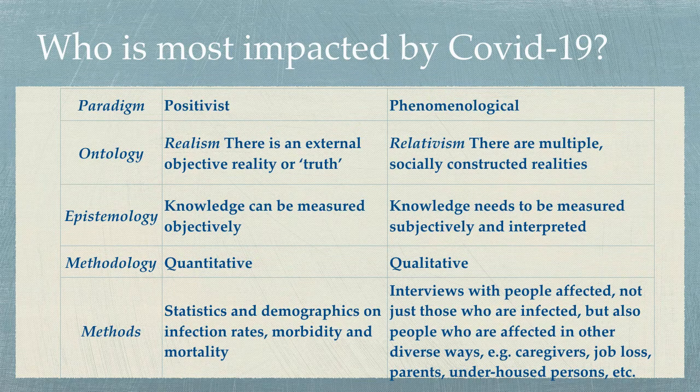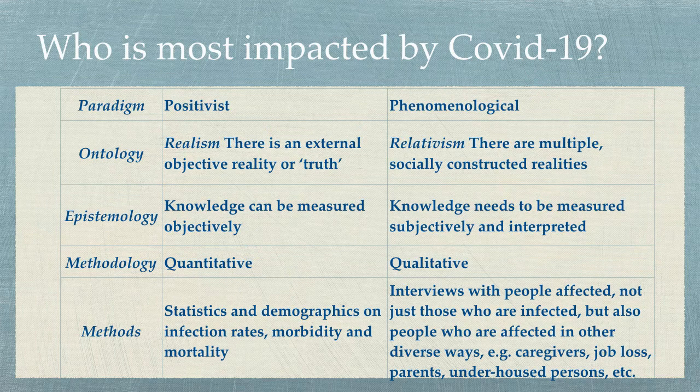So let's explore these concepts in the context of COVID-19. How would each approach investigate the question of who is most impacted by COVID-19? Well, the positivist paradigm, through its realist and quantitative perspective, is well represented in the research numbers we hear reported daily in the statistics and demographics on who is infected. This epidemiological research is very important and helpful for understanding the magnitude of the risk and informing immediate responses to controlling infection.